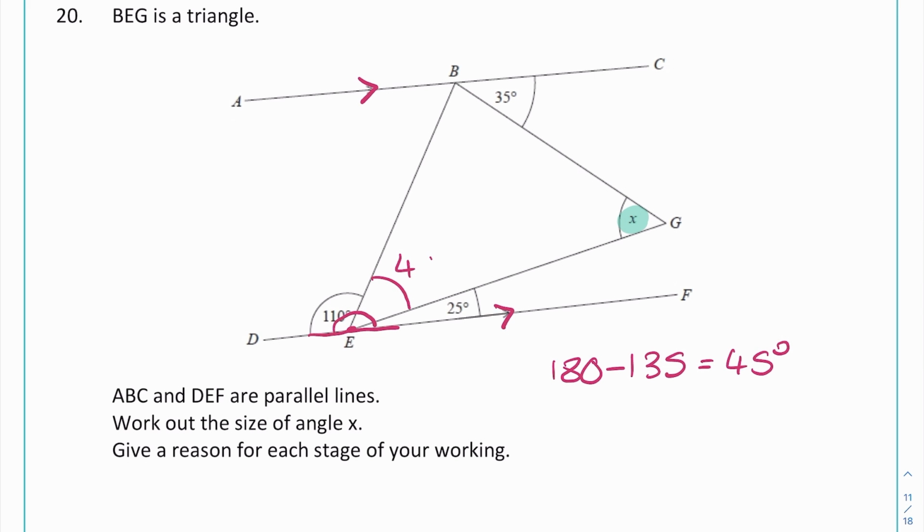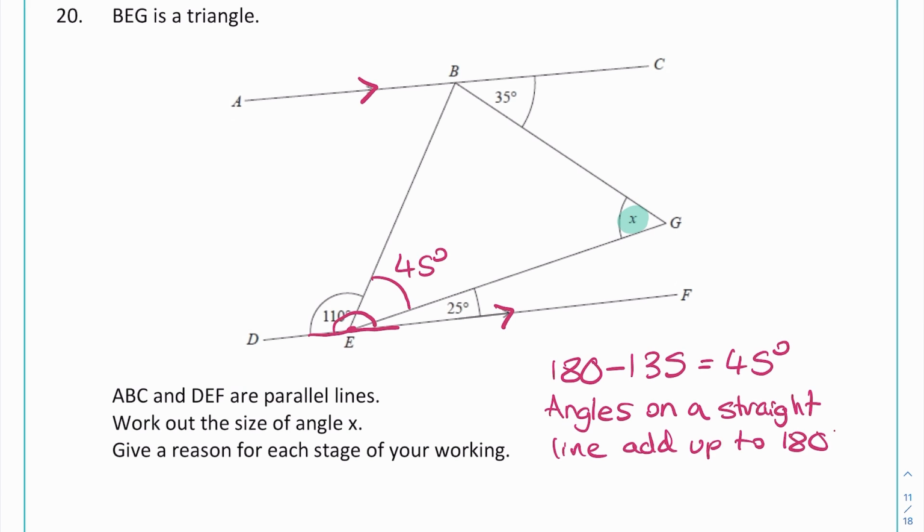So this is going to be 45. And it does say give a reason for each stage of your working. So I'd want to write next to that, angles on a straight line add up to 180 degrees. There we go. And you can always point that to the working out that you've just done.